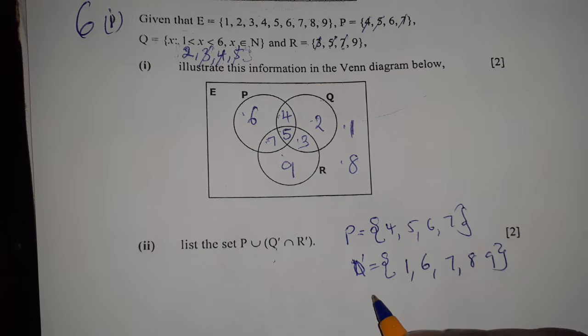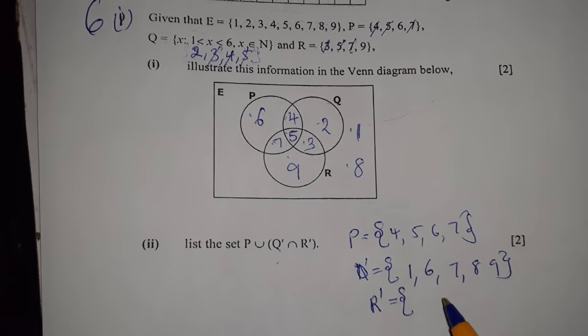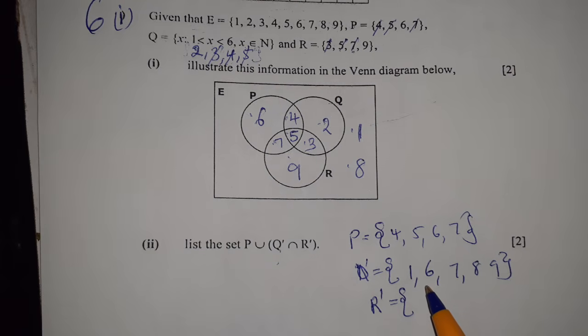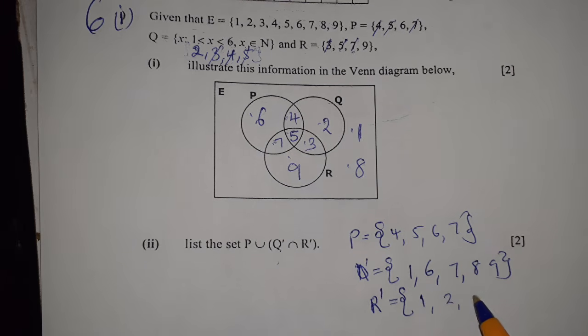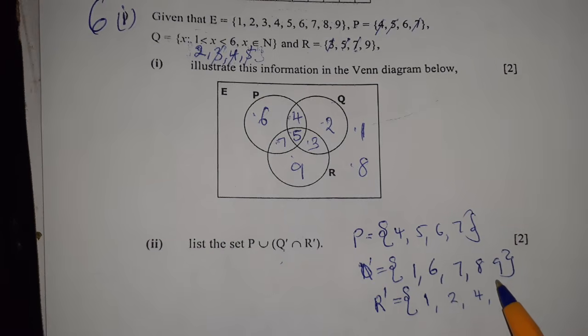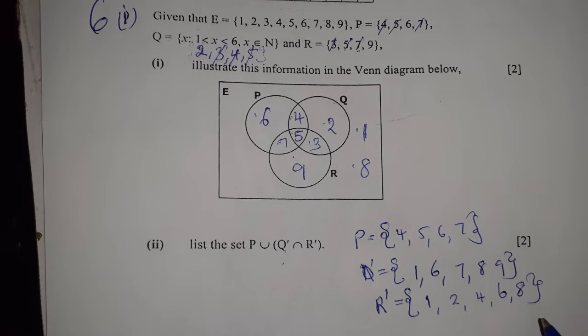Okay. Then we look at R complement again. R complement. We are looking at now elements that are not in set R. So those elements are 1, 2, 4, 6, and 8. Okay. I think so. Yes.